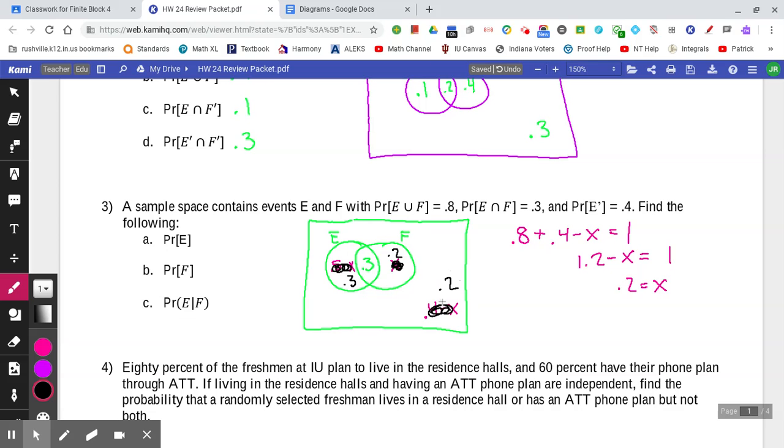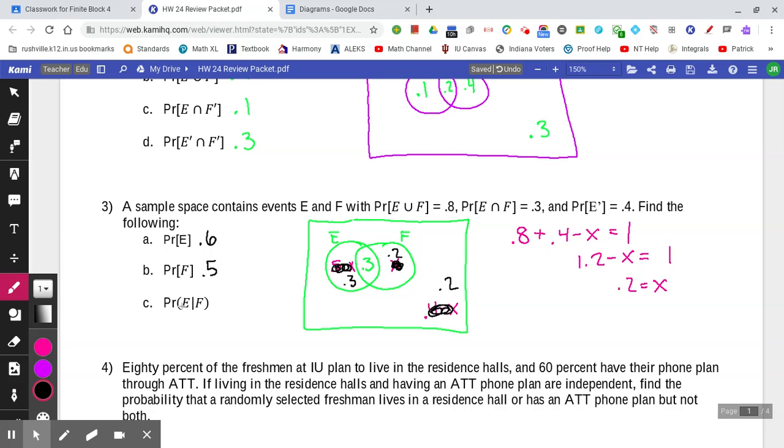All right, so now that I have my Venn diagram, now I can go back and answer these questions. So the probability of E: anything inside circle E together sums to 0.3 plus 0.3, which is 0.6. The probability of F would be 0.3 plus 0.2, which would give me 0.5.